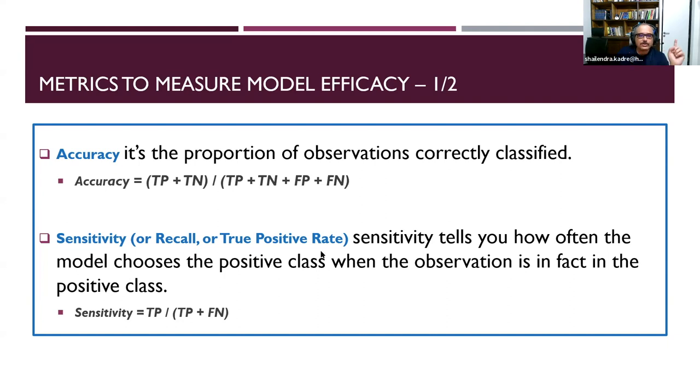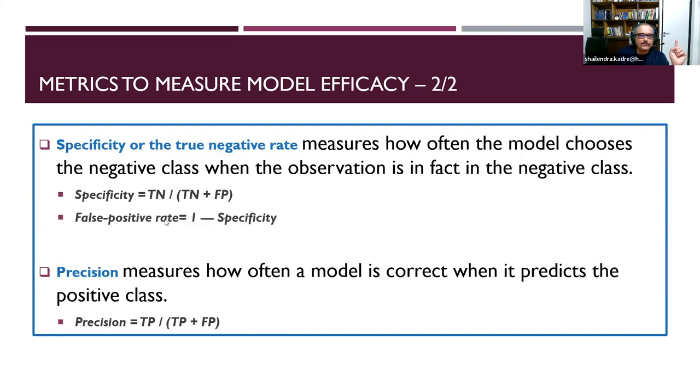These are all interview questions. They will ask you, what is recall? What is sensitivity? What is true positive rate? All mean the same thing, the same equation. Then you have something called specificity. Specificity is nothing but true negative divided by true negative plus false positive. I will share this PPT with you. False positive rate is equal to 1 minus specificity. You have to think a little about what these equations represent.